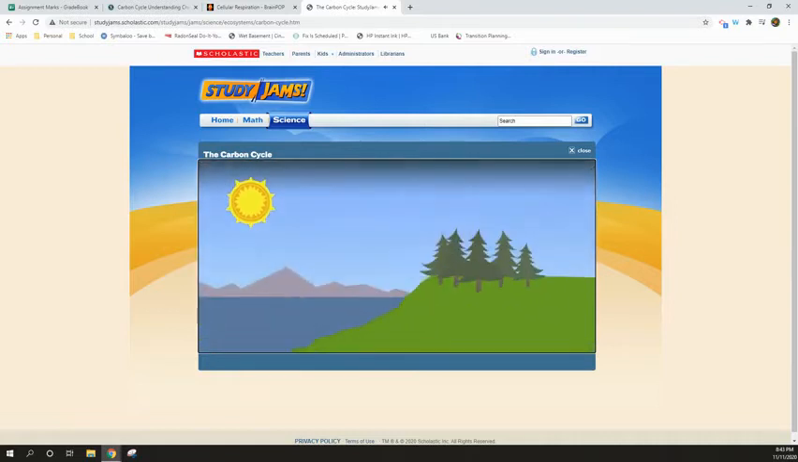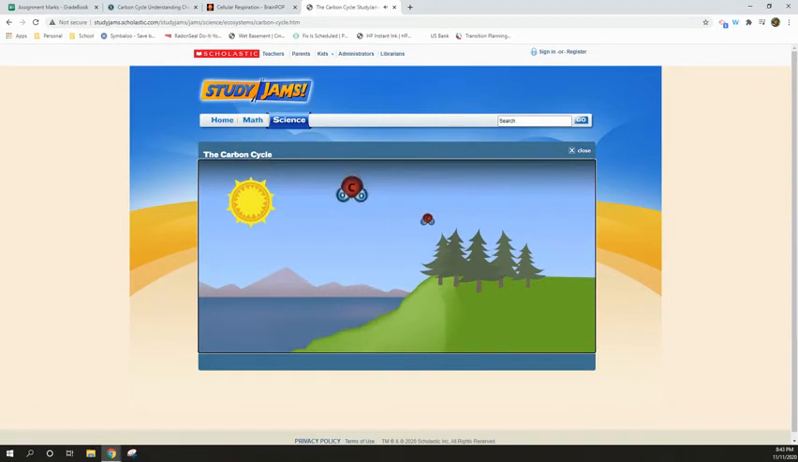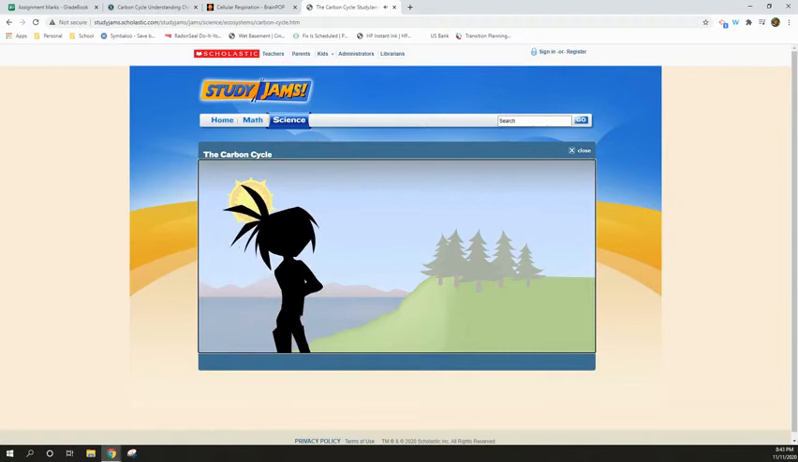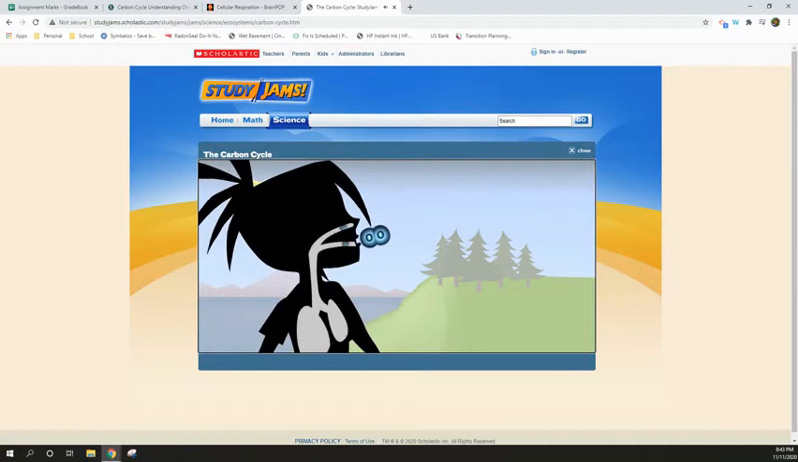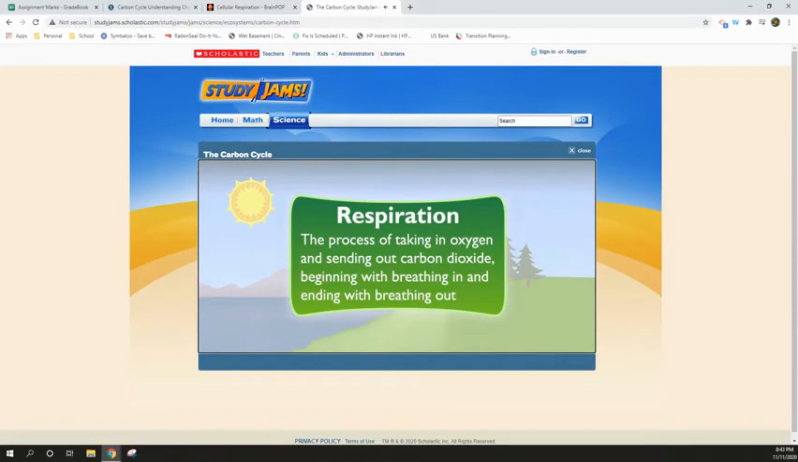Yeah, they do. Let me start from the top. Carbon is an element found in every living thing on Earth, and it's constantly being recycled. The carbon dioxide plants use in photosynthesis and the carbon dioxide we breathe out is all part of the carbon cycle. The carbon cycle recycles carbon from living things to non-living things between Earth and its atmosphere. That's a lot of carbon. Where does it all start? Well, let's start with you and me. Take a deep breath and let it out. When animals and humans like us breathe in oxygen and breathe out carbon dioxide, it's called respiration.